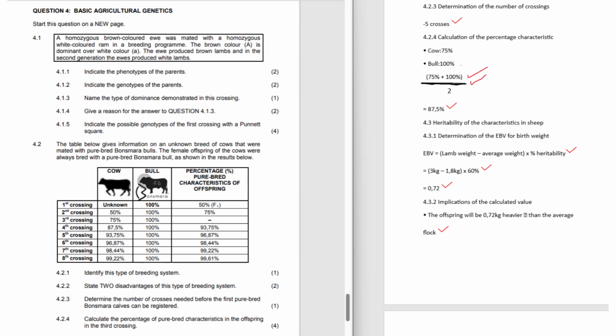0.875. Then we take that 0.875, then multiply it by 100 to get a percentage answer. Then we end up having 87.5%.